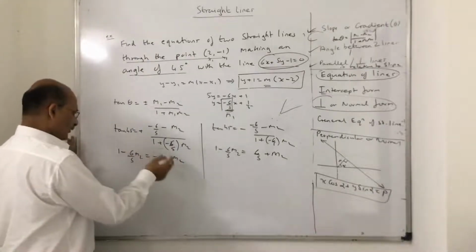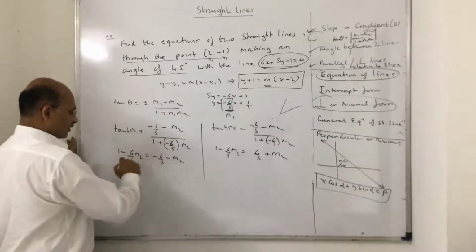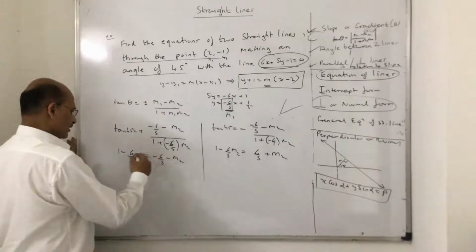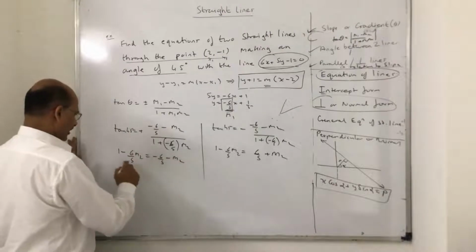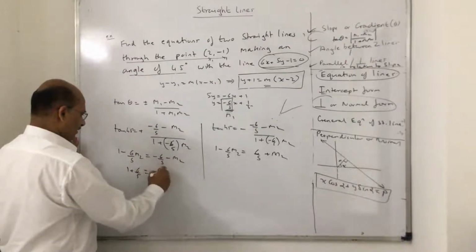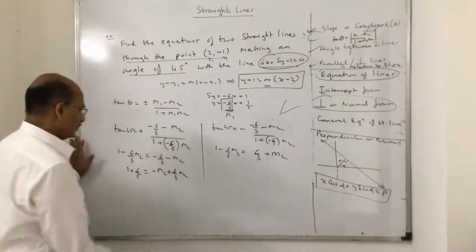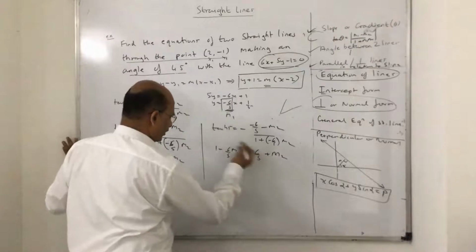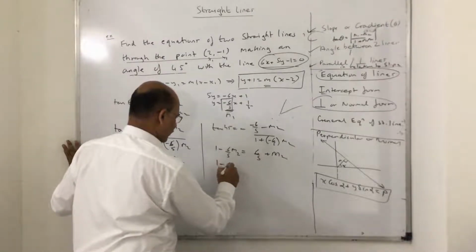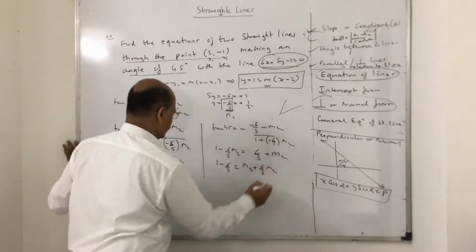So now this comes over here, the m I am talking about. You can take this side anyway, it doesn't make a difference. So I'll take this side. So 1 plus 6 upon 5 is equal to minus m2 plus 6 upon 5 m2. Similarly here also I want to find m2 now. So 1 minus 6 upon 5 is equal to m2 plus 6 upon 5 m2.